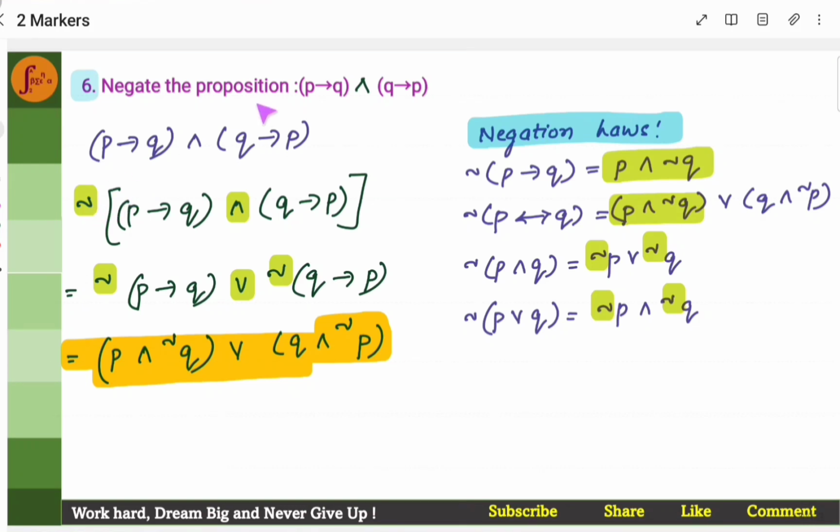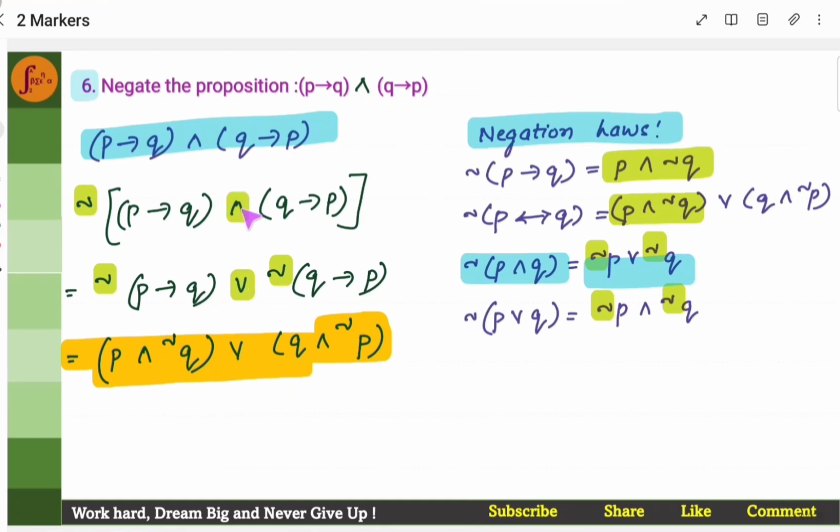Now, negate means take the entire compound proposition and negate it, right? So now the law states that if you have negation of this kind of a proposition, you have conjunct here. So it will become reverse. You have conjunct, it will become disjunct. Not of P conjunct Q is not P, disjunct not Q. So apply that property here.